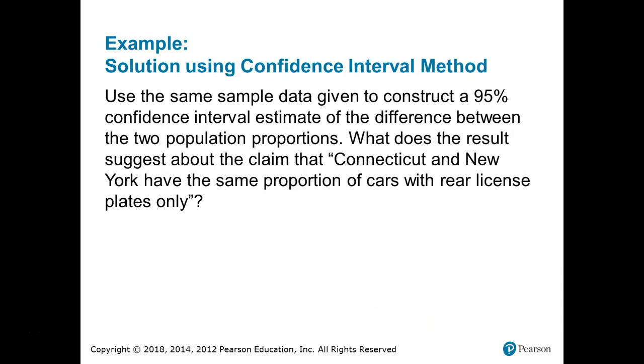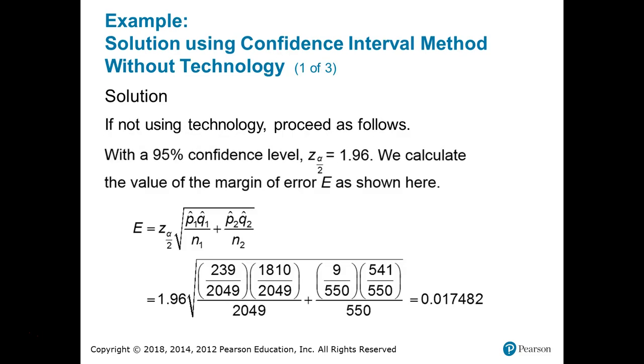So now we will use the same data to construct a 95% confidence interval. So same problem, now we're looking at it with a confidence interval method. And we will do this both with and without technology. So first, without technology, to show you the thought process, with a 95% confidence level, we have our z-score of 1.96, and then we have to calculate the margin of error using that formula right here. And then we get a margin of error of 0.017482.